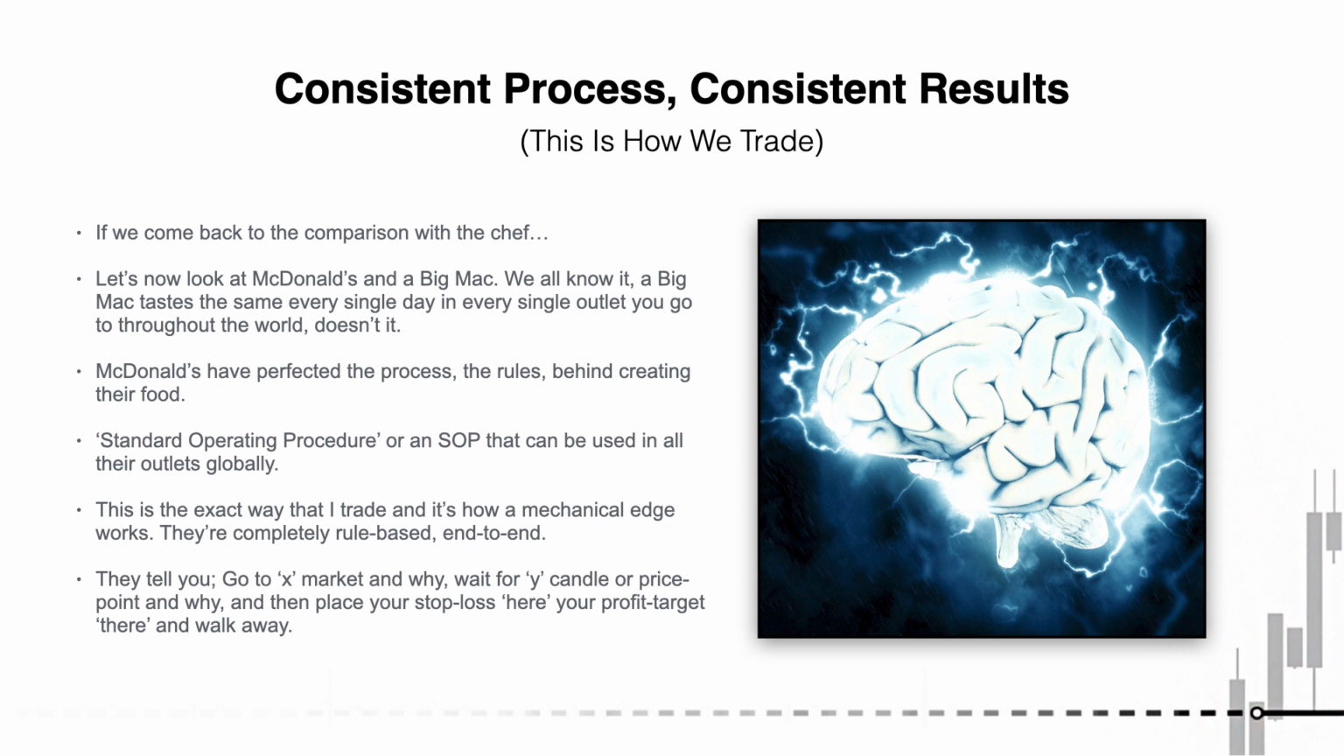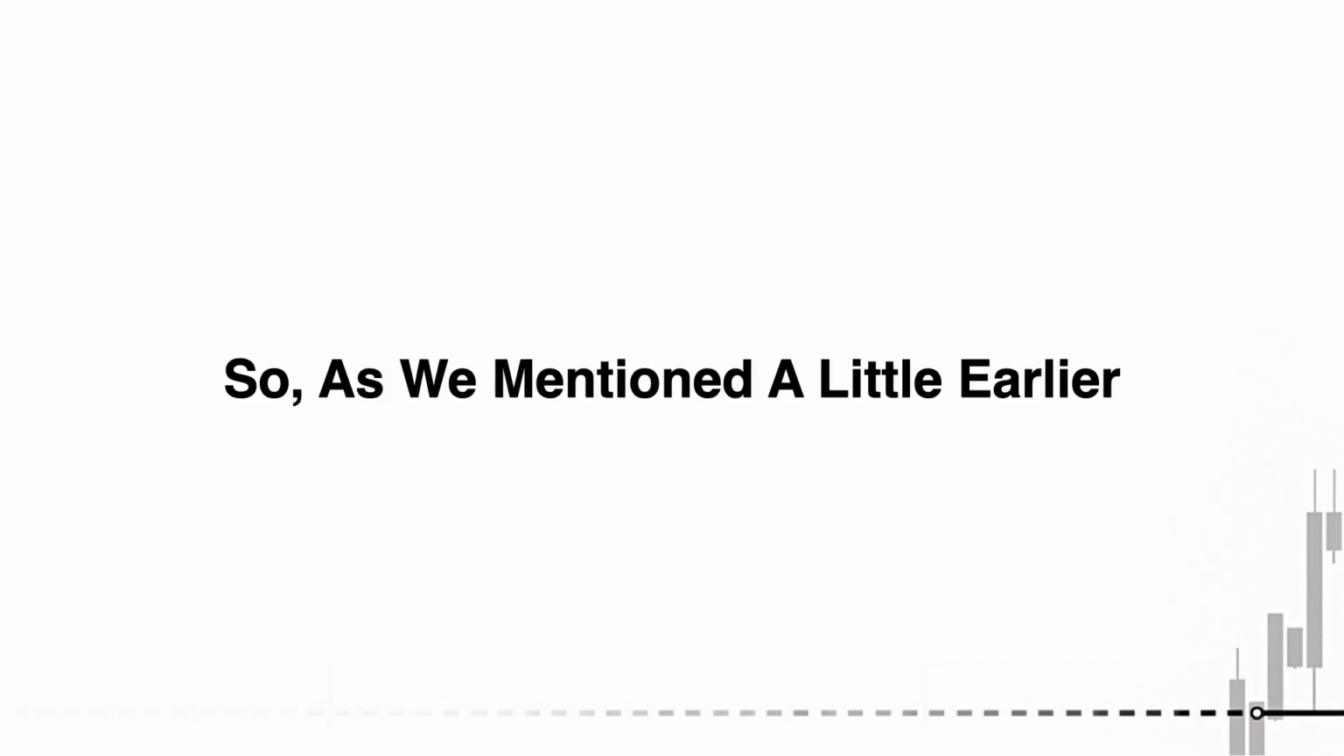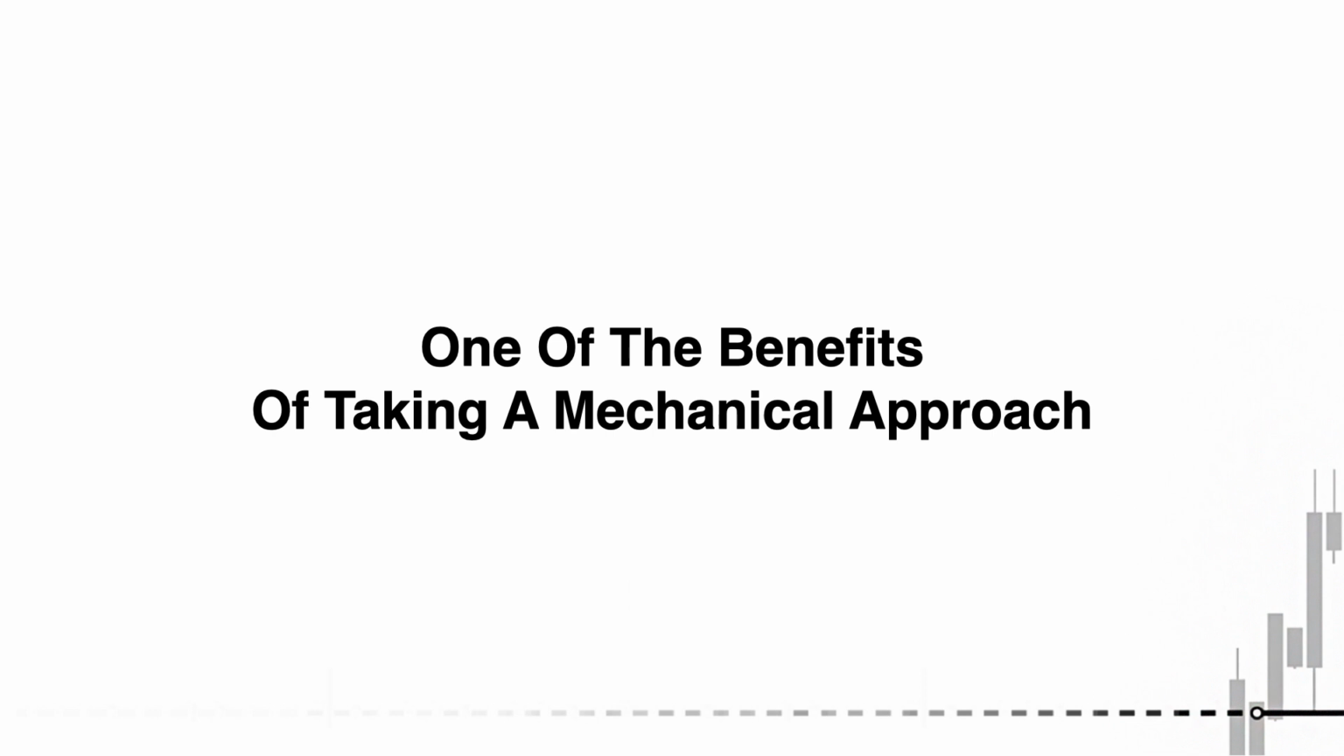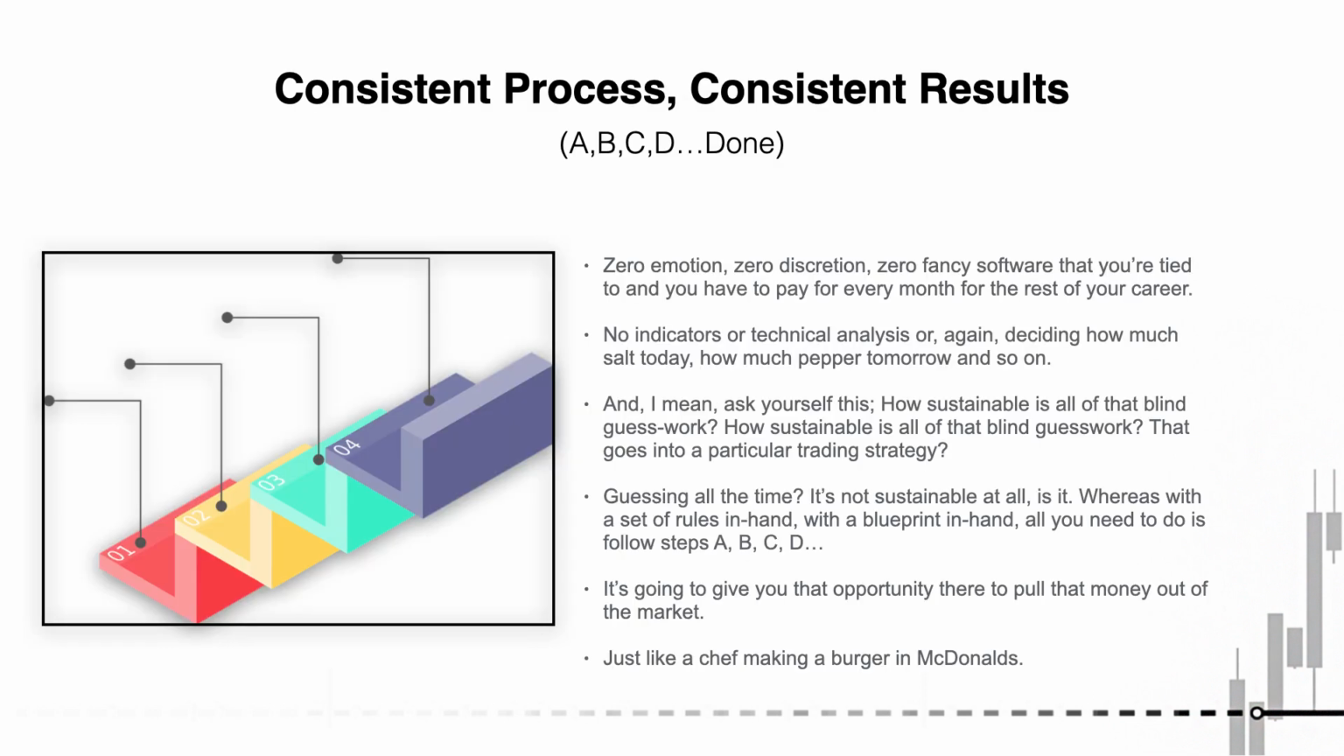This is the exact way that we look to trade, and this is how a mechanical edge works. They're completely rule-based, end-to-end. They tell you, go to X market, wait for the Y candle or price point, then place a stop loss here, place the profit target here, and we walk away. As we mentioned a little earlier, one of the benefits of taking a mechanical approach is zero emotion, zero discretion, and also zero requirement for any fancy software that you have to pay for every month for the rest of your career to trade a certain strategy. We're not looking through overly complex indicators or technical analysis. Again, coming back to the comparison, deciding how much salt, how much pepper, etc. am I going to put in today?